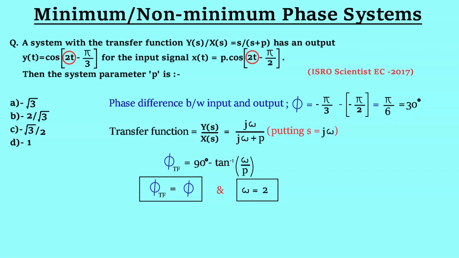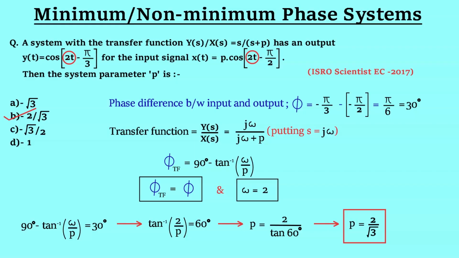Now we have 2 points. Obviously, the phase difference which is caused by the transfer function will be equal to the phase difference between input and output, and also we can find the angular frequency, which is provided in the question to be equal to 2. Now we have to simply equate the phase difference from these two equations to find the value of p, which will be equal to 2 divided by root 3. I hope you have understood this question.